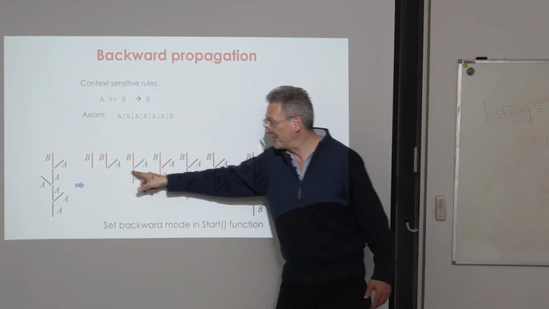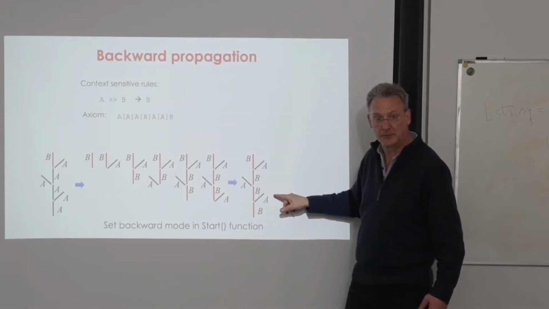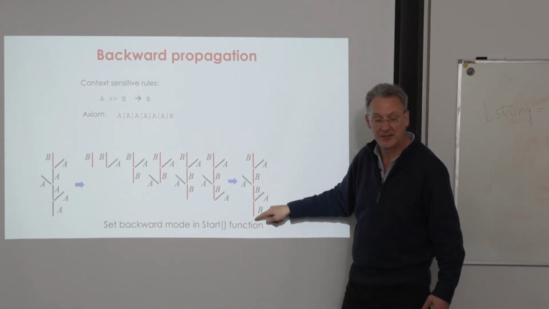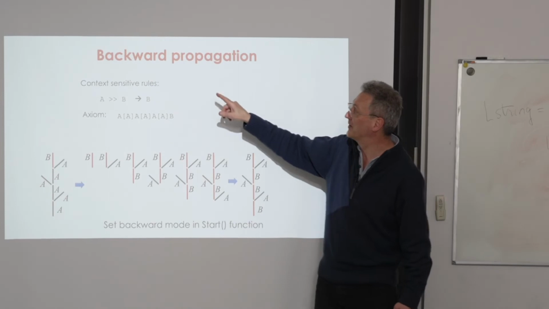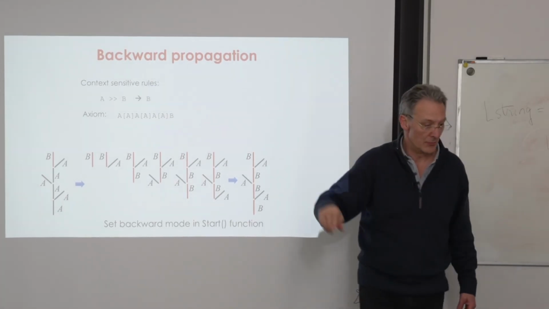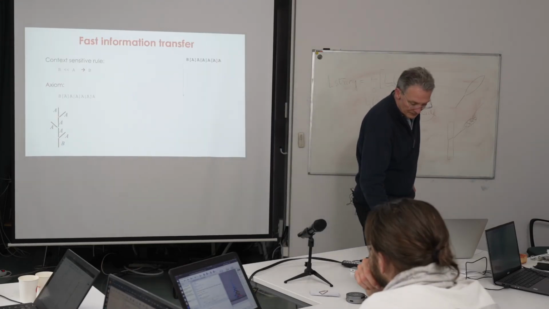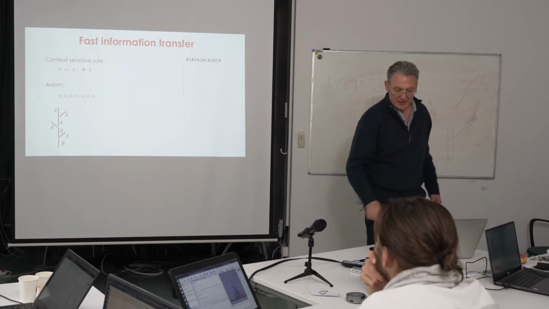So actually, this is one derivation step, and I can see how the signal can propagate in one derivation step. So this is why it is called fast. It was actually called fast information transfer.